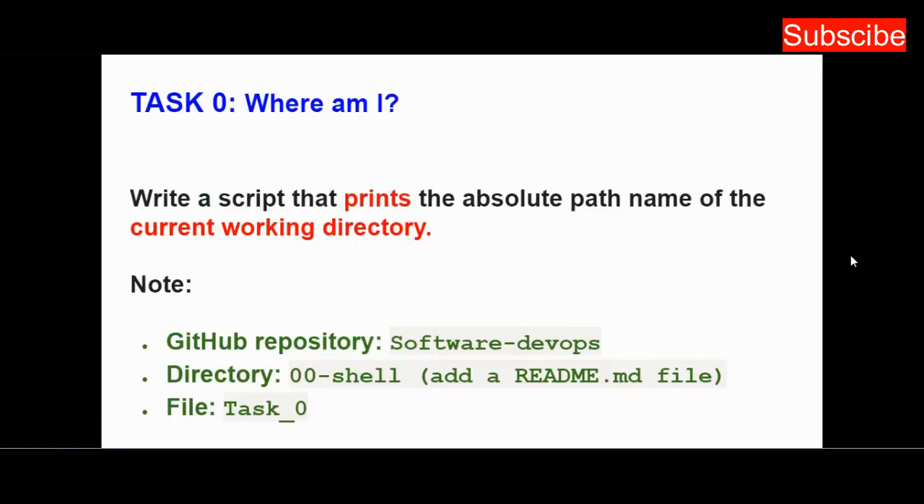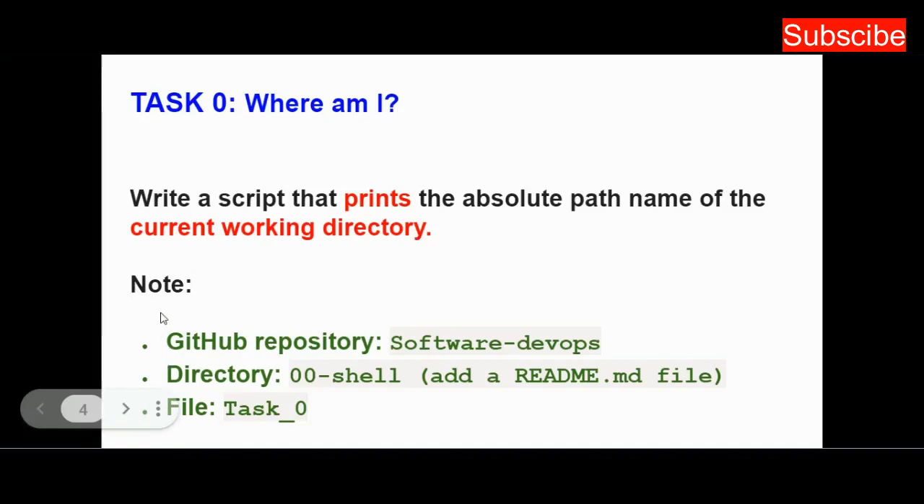All right, so the first task we'll be doing in this tutorial is task 0, which is where am I? The task is saying we should write a script that prints the absolute path name of the current working directory. So in our script, we are going to have the command that prints the absolute path name of the current working directory. Some things you need to note.